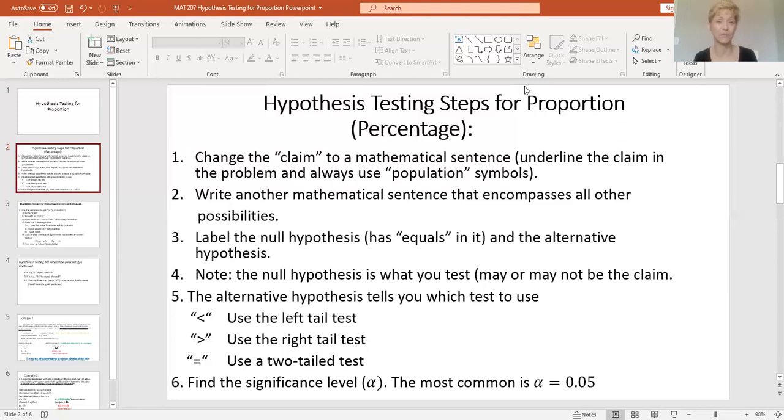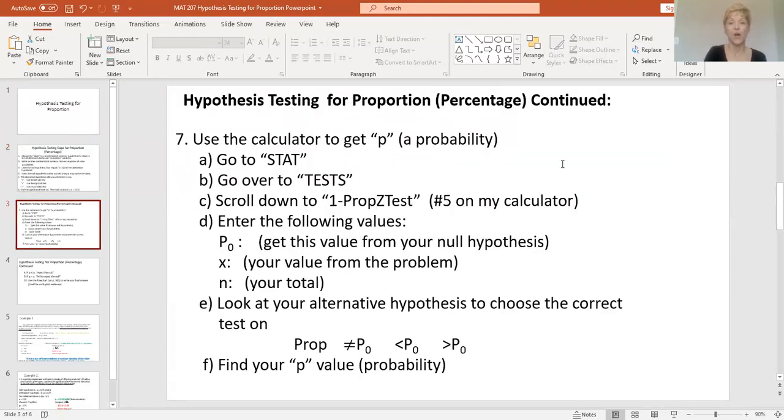Now, these 6 steps are the same for mean and proportion. What's going to be different is step 7. So let's talk through the part that would be different. How do you get number 7? Just said basically go to the calculator and get your P. Your P is a probability. Now, how do you do that? Well, it's different for mean than it is for proportion. So this video is going to talk about proportion.